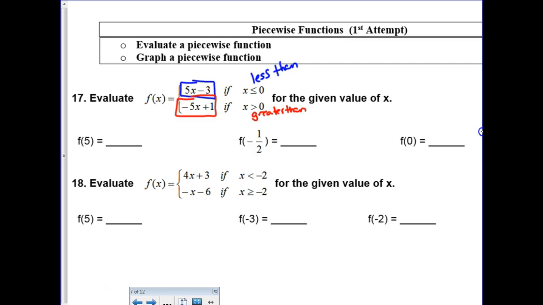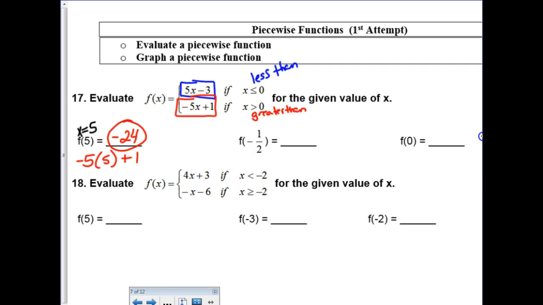So this question says, what about if you're evaluating your function at x equals 5? First task is you have to realize what they're asking you to do. They're asking you to plug in a 5. So is 5 less than 0 or greater than 0? The answer is it's clearly greater than 0. So you're going to use your bottom function, your red function there, and you're going to plug in the 5. So negative 5 times 5 plus 1 is negative 24.